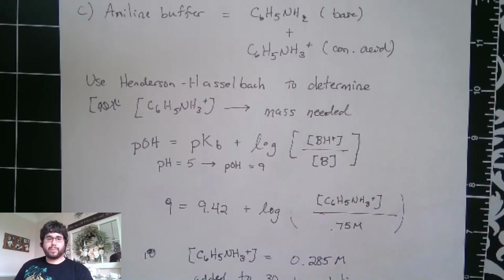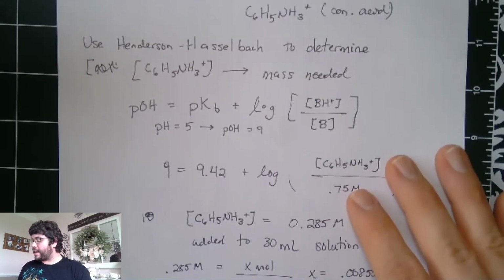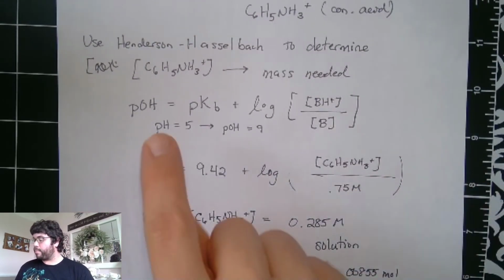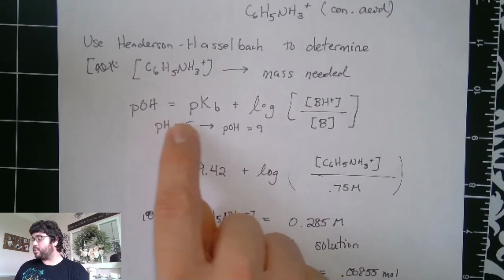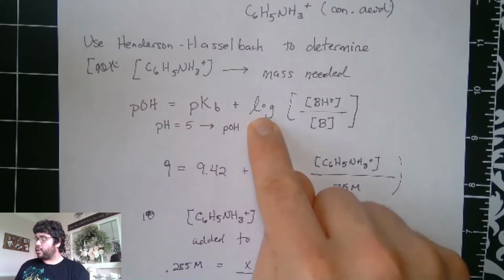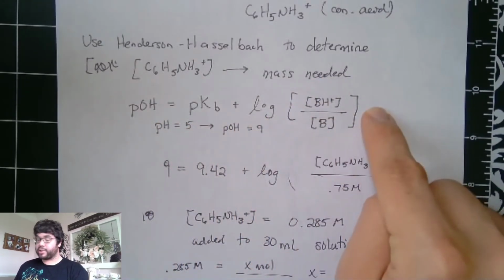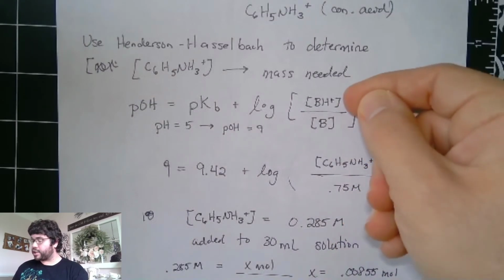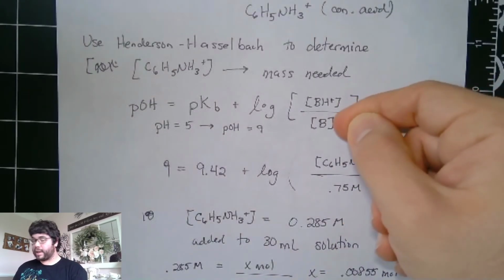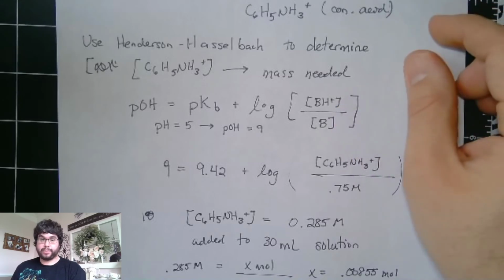To answer the question, the best way to do it is the Henderson-Hasselbalch equation. Remember that the Henderson-Hasselbalch equation for a base is going to be the pOH is equal to the pKb plus the log of this expression right here, the conjugate acid's concentration divided by the base's concentration.